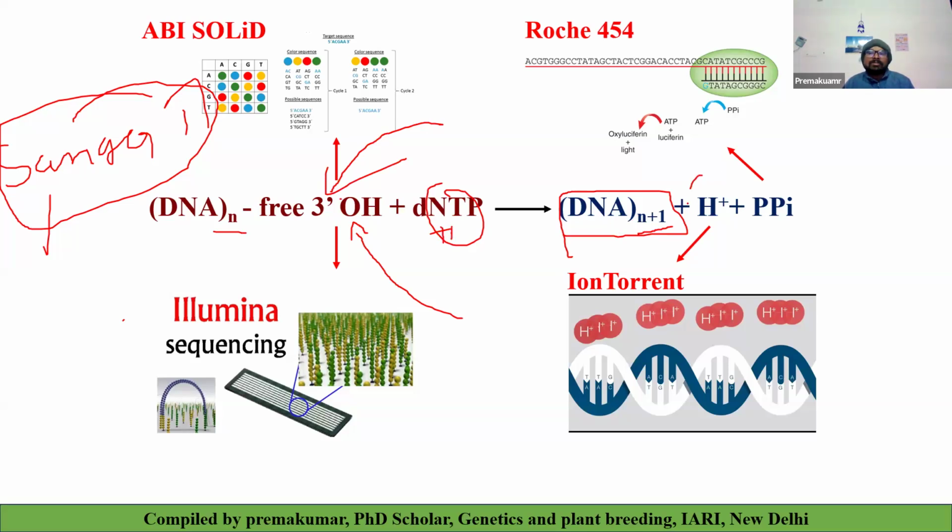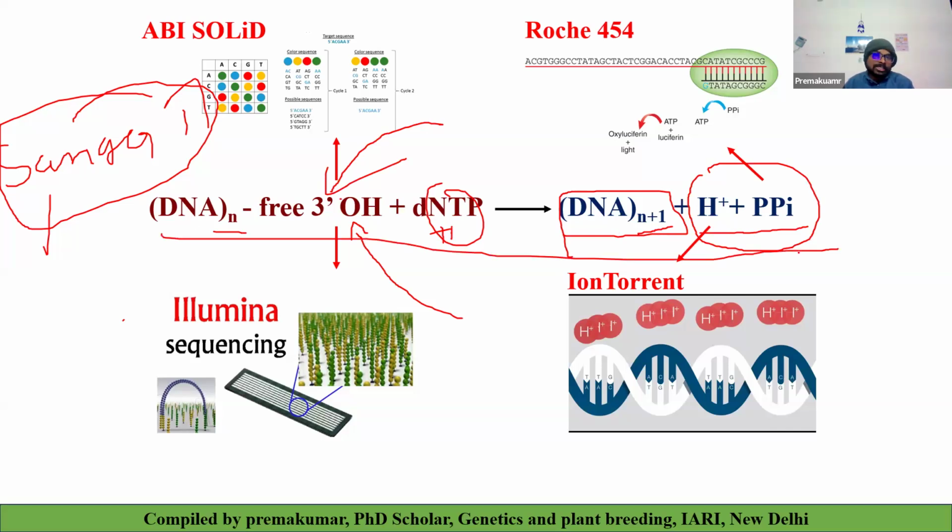What molecule is going to be released? One is H plus, and another is pyrophosphate. You should remember this; it is the fundamental equation of DNA replication. Many times it's asked in the exam how many molecules of H2O will be released whenever the phosphodiester bond is made, how many protons will be released, how many pyrophosphates will be released.